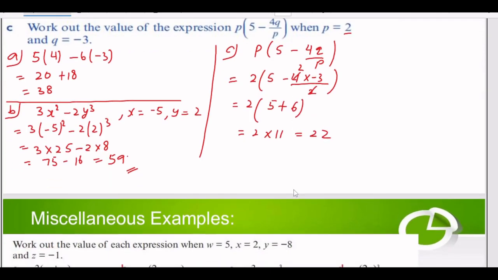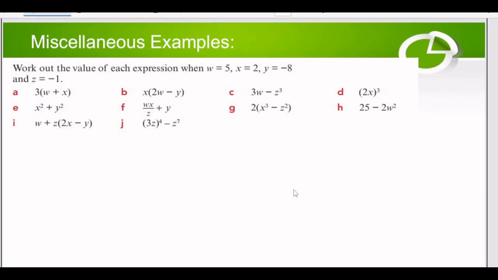Okay. So, now next are more examples that involve everything. So, miscellaneous examples: work out the value of each expression when w is 5, x is 2 and y is negative 8. So, we will start one by one. First part we have 3w plus x. Remember to take the correct values, do not make mistakes. w is 5 and x is 2. So this is 3 times 5 plus 2, it is 21.